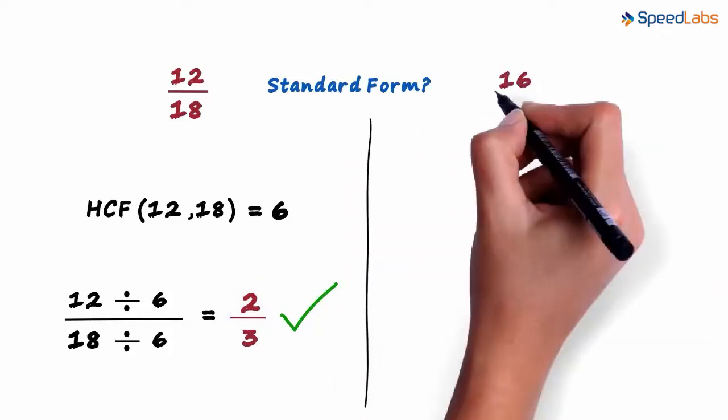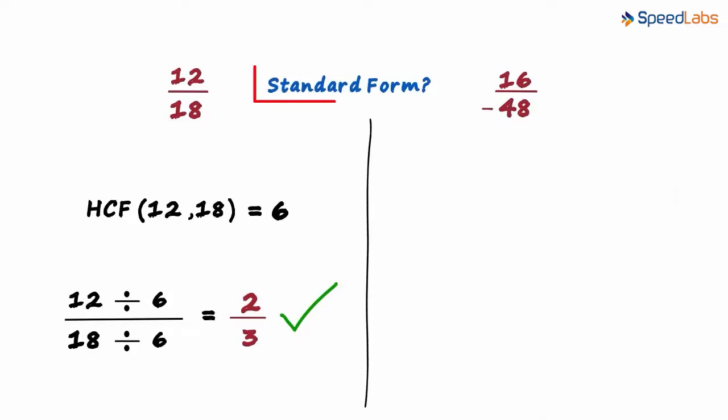How do we reduce 16 by minus 48 to its standard form? Remember, the standard form cannot have a negative denominator. So the first thing we do is write the rational number as minus 16 by 48. It's the same thing. They are equivalent rational numbers.